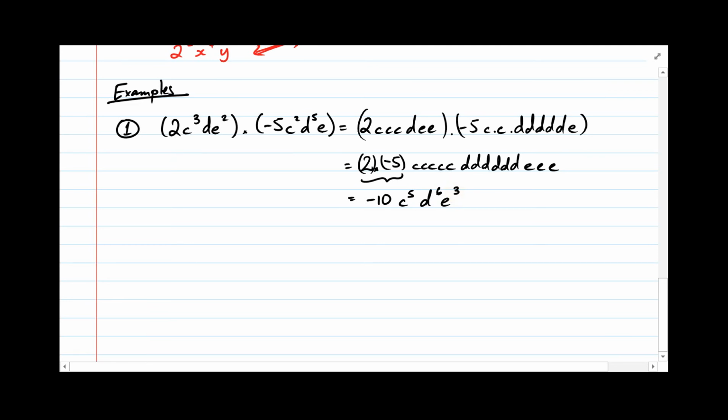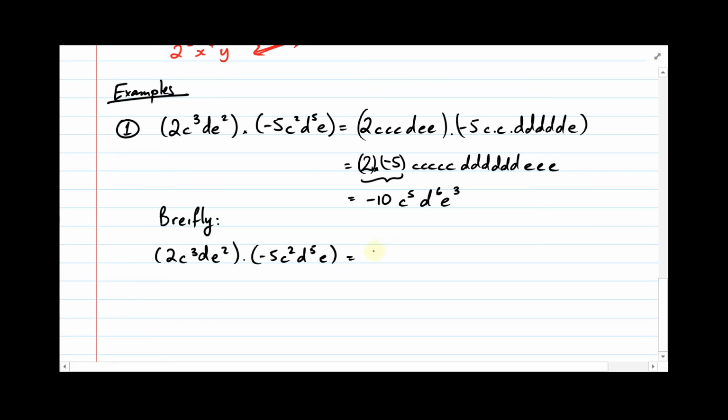All right, now that's all well and done, but we would much prefer to do it a bit more briefly. And so let me rewrite this: 2C cubed DE squared times -5 C squared D to the 5th E. Now the point of me showing the first example, however, is that if you ever get tied up and you're not sure what's going on, there is no harm in writing things out and going back to first principle.